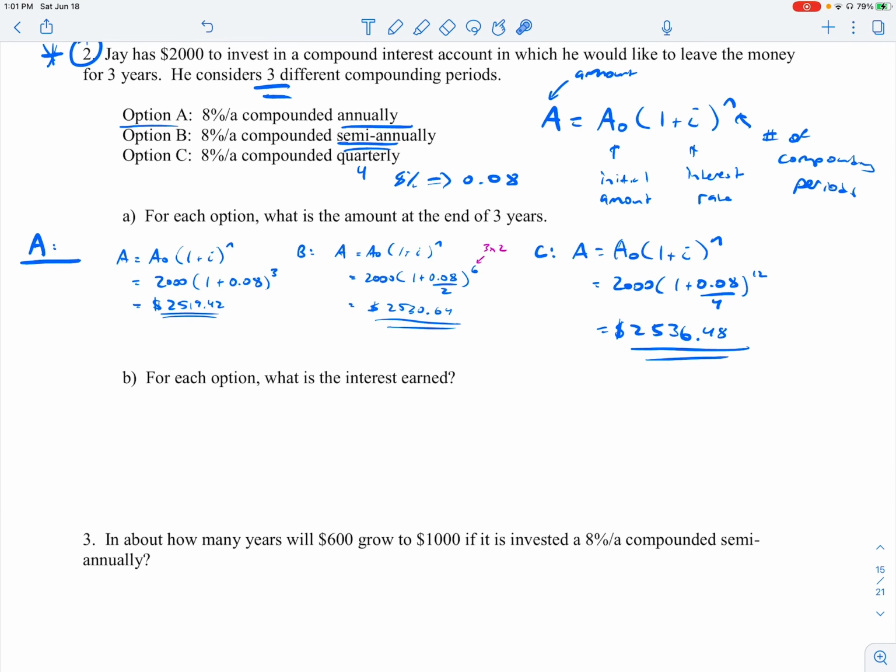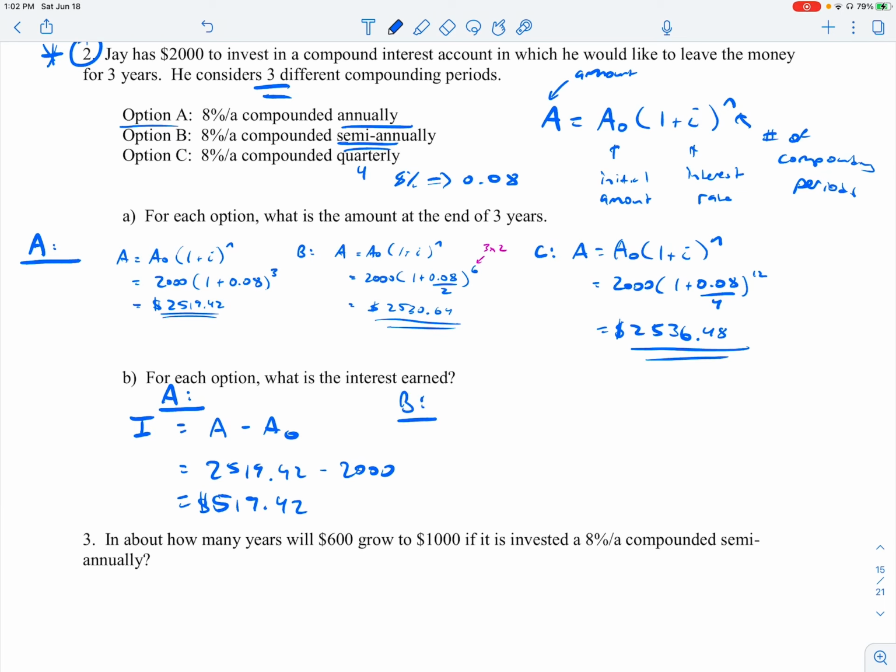Okay, for each option, what is the interest earned? Well, the interest earned is going to be equal to the amount minus the initial amount. Okay, so for A, the amount that we had at the end was $2,519.42. The initial amount was $2,000. So we can see we made $519.42.